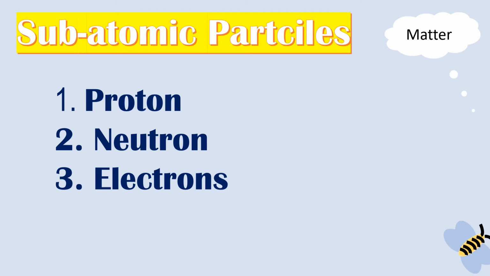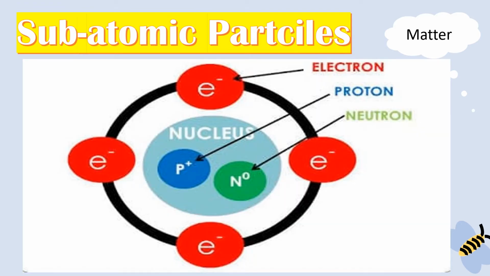There are three subatomic particles of an atom. These are proton, neutron, and electron. This figure shows the location of the three subatomic particles in an atom. As we can see in the figure, protons and neutrons are found in the nucleus of an atom, while electrons are found outside the nucleus of an atom.